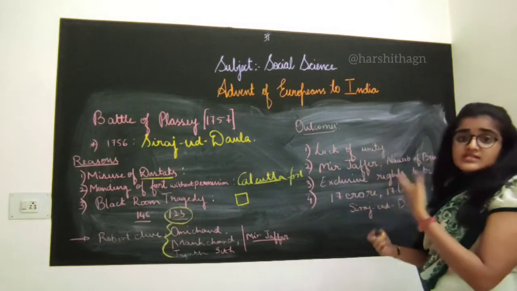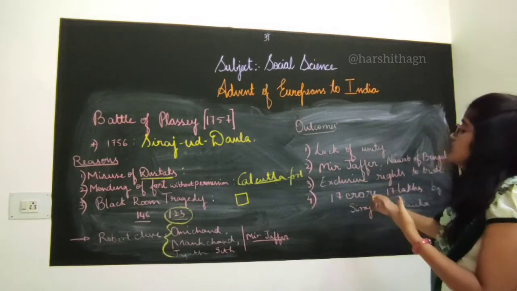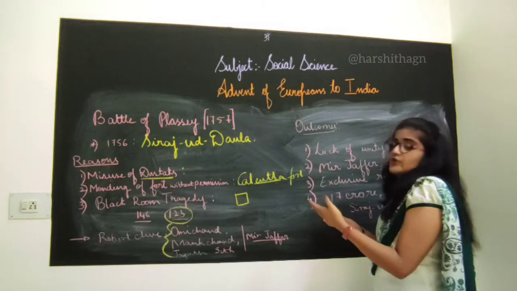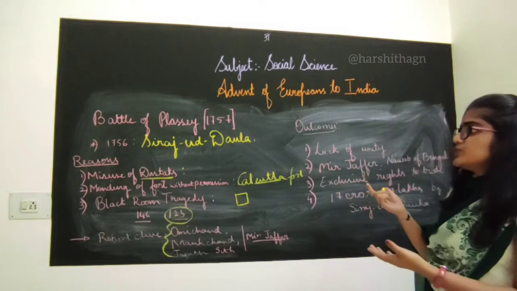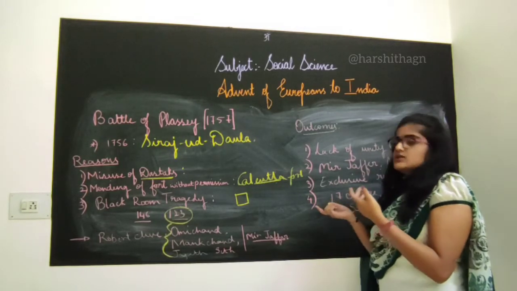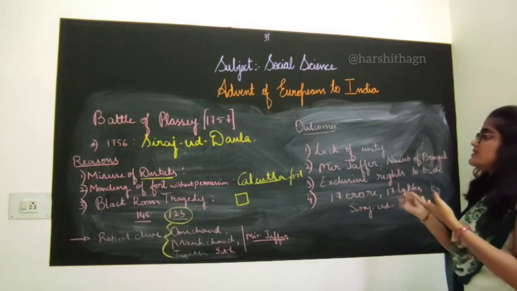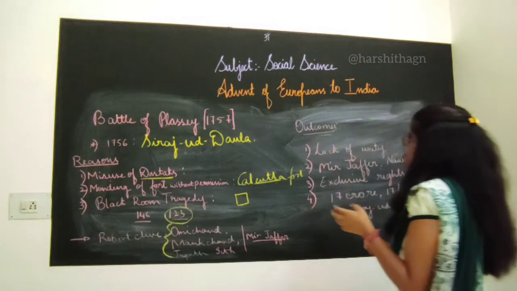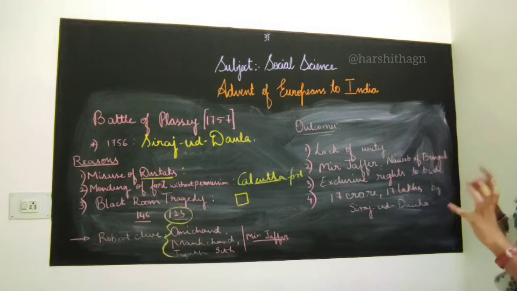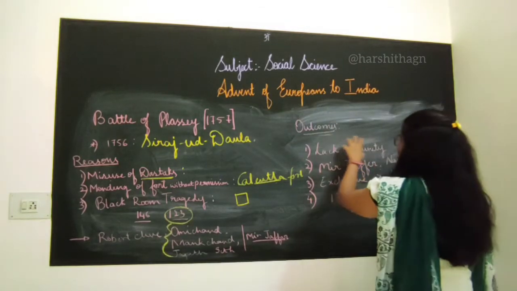So these were the reasons for the Battle of Plassey. What happened? Robert Clive was successful. Siraj-ud-Dawla was thrown out of Bengal. The outcomes or results were, it's a common thing when you see this war, we lacked unity.